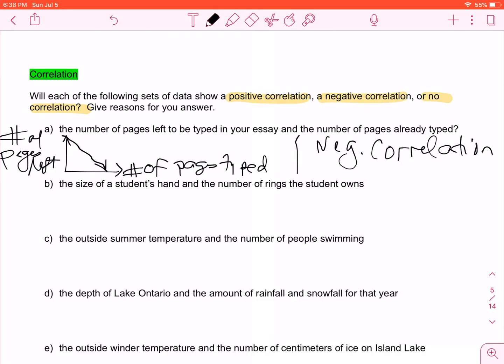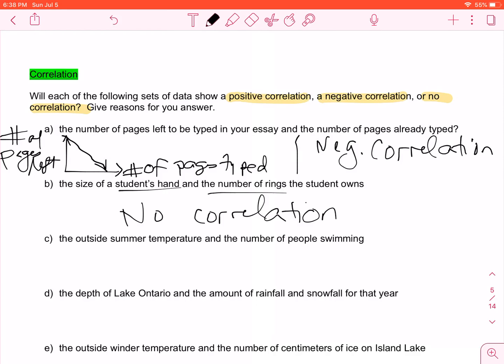Okay, the size of a student's hand and the number of rings the student owns. So this one would be no correlation. There's no relationship, right? Somebody can have a very small hand and have no rings, and somebody can also have a very small hand and have many rings. Okay, so you can buy as many rings as you like. You're not limited.